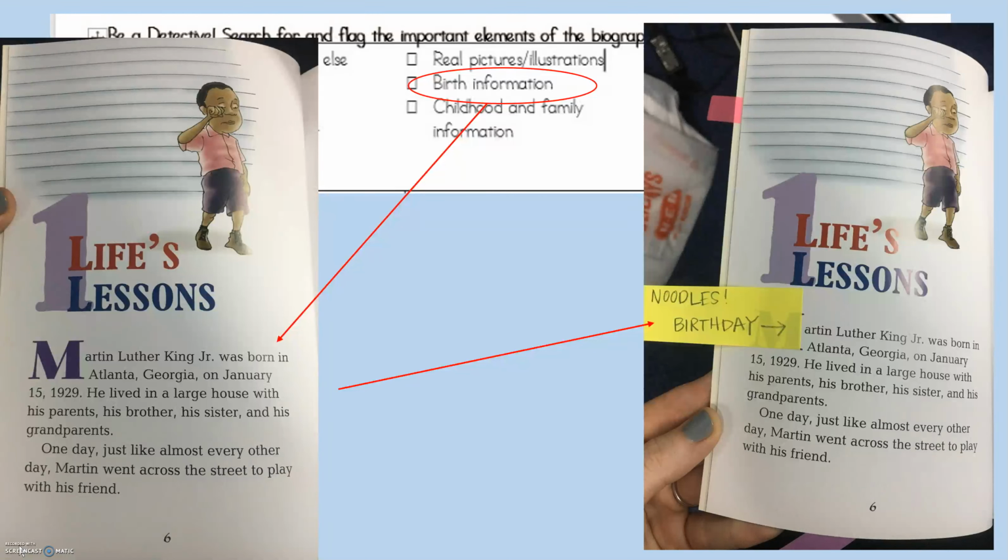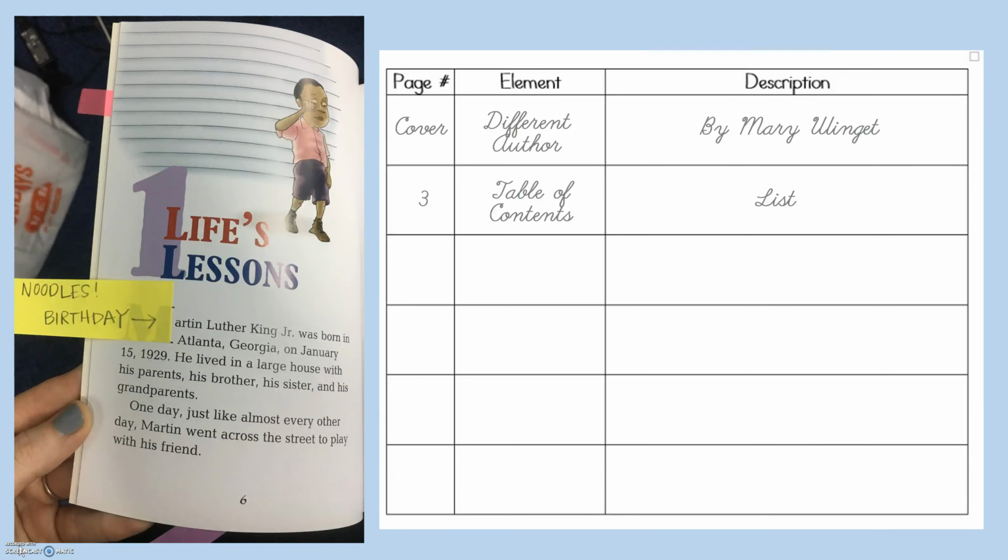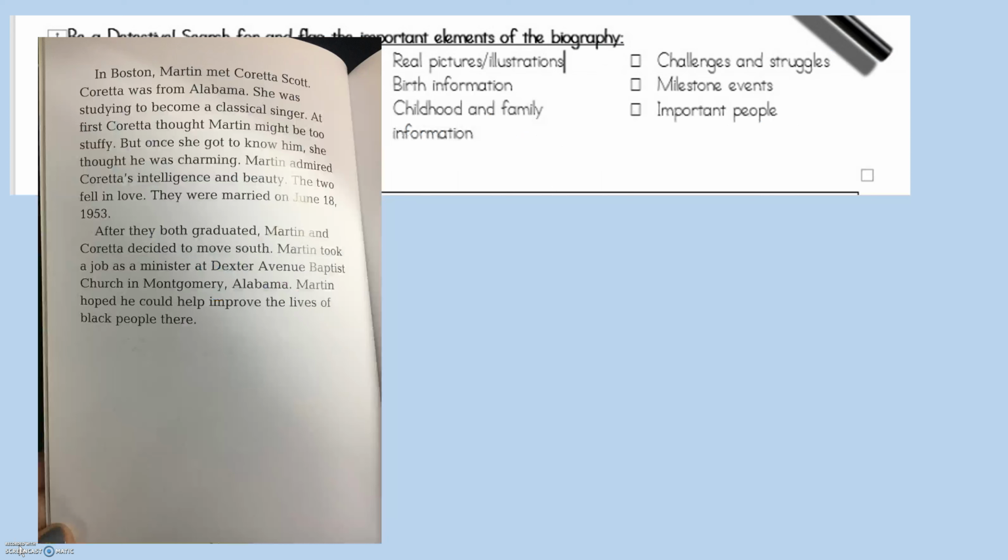Remember, the noodles are the important elements of the biography that we need to keep. So I wrote noodles and birthday, and then I stuck it to the page. Now I'm going to take that flag and I'm going to add it to my chart. So I write page 6, birth info, which is short for information. And under my description, I'm going to write January 15th, 1929, because that was Martin Luther King Jr.'s birthday.